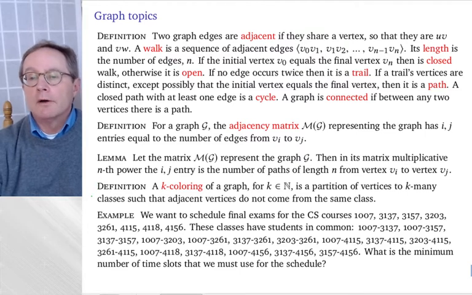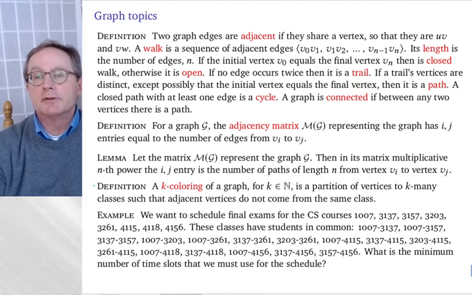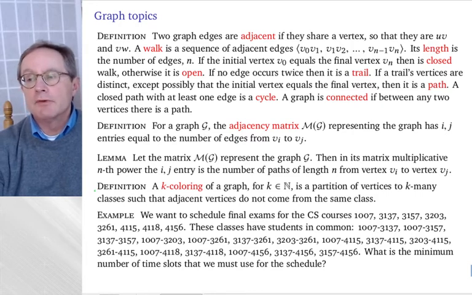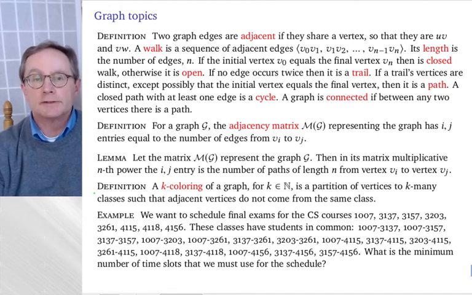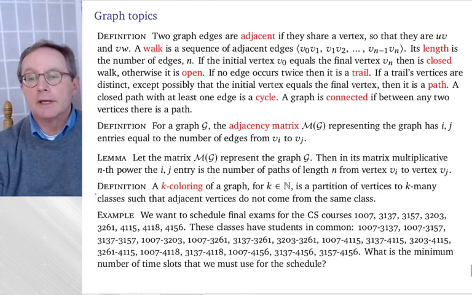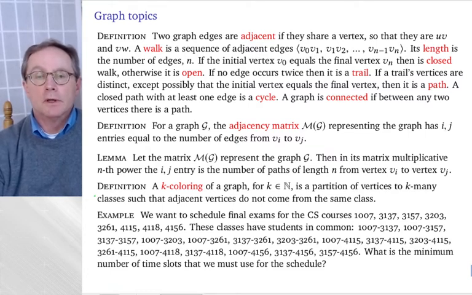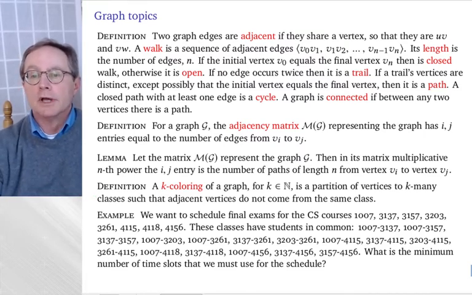Okay, and then another definition, maybe this should have gone on a separate page because it's a separate topic as opposed to the adjacency matrix. A k-coloring of a graph is a partition of the vertices into k many classes with the property that adjacent vertices don't come from the same class. It's called a k-coloring because that's traditionally how you represent what's happening here. But it's a partition of the vertices into different categories with the property that you can't connect 2 red vertices, you can't connect 2 blue vertices, you can't connect 2 green vertices.